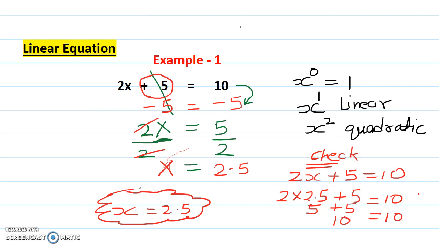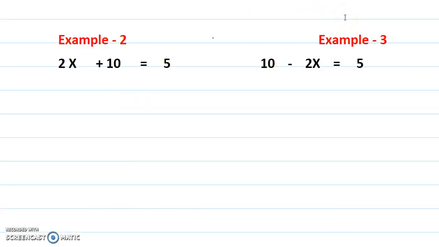Now if we go to the next question, we will follow exactly the same thing, but be careful about the sign. So our question is 2x plus 10 is equal to 5. What do we need to do here? First of all, equal sign underneath equal sign. Now it is plus 10, so the opposite of plus 10 is minus 10. In maths, whatever you do on the left hand side, the same thing you need to do on the right hand side. So I have done minus 10 on both sides, and plus 10 and minus 10 will be cancelled out.